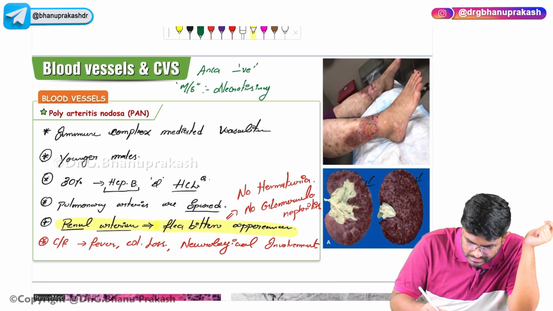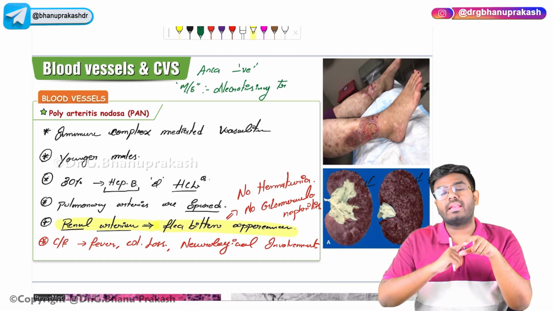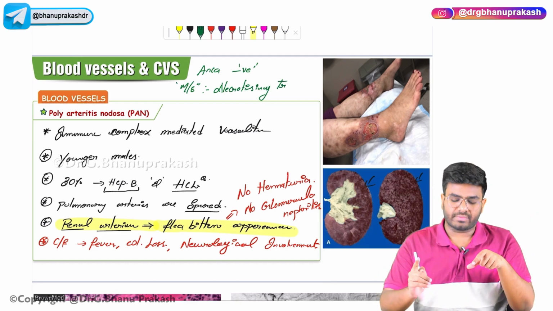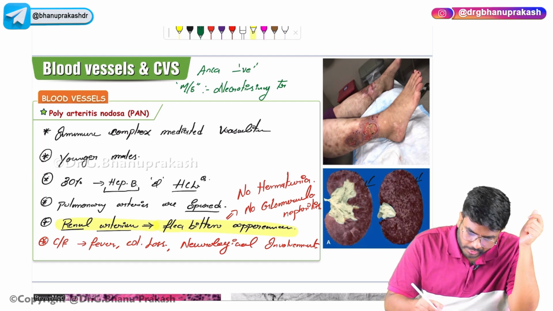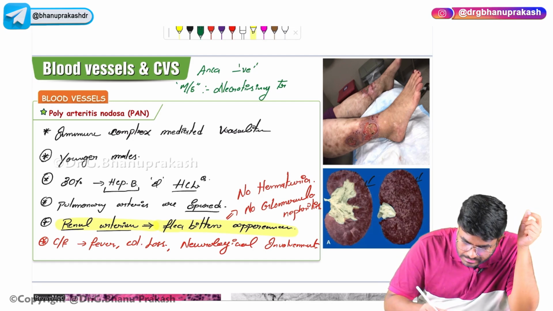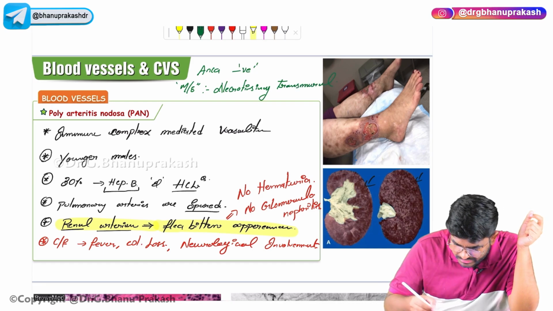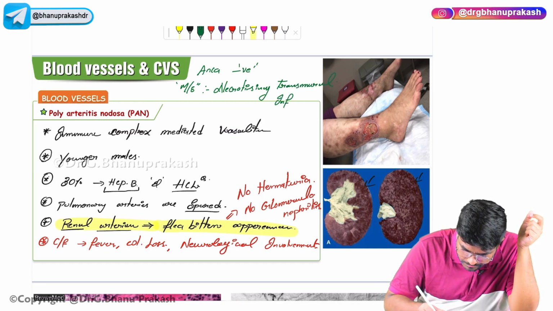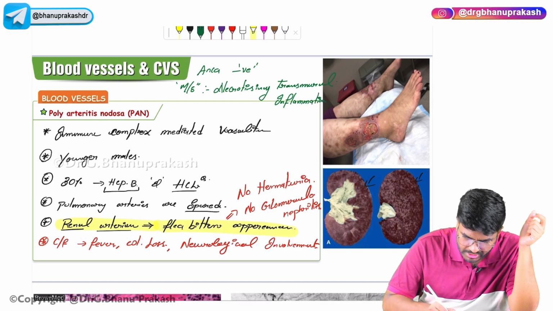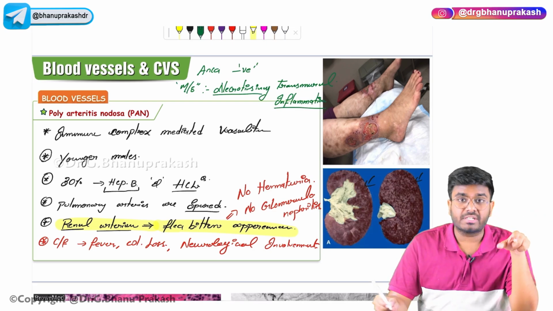There will be necrotizing transmural inflammation, meaning throughout the wall, all the layers of the blood vessel. The 3 layers of the blood vessel are going to be affected. So it's a necrotizing transmural inflammation. See, necrosis is happening, especially in the blood vessels.